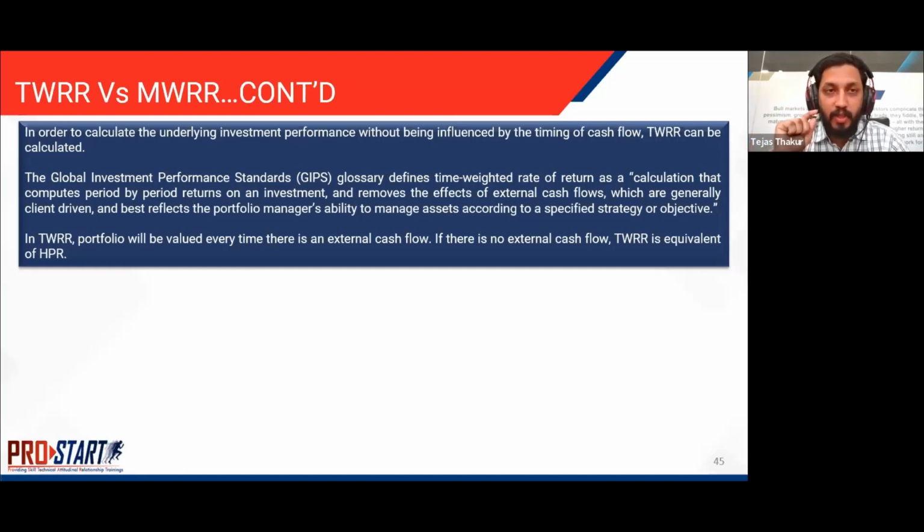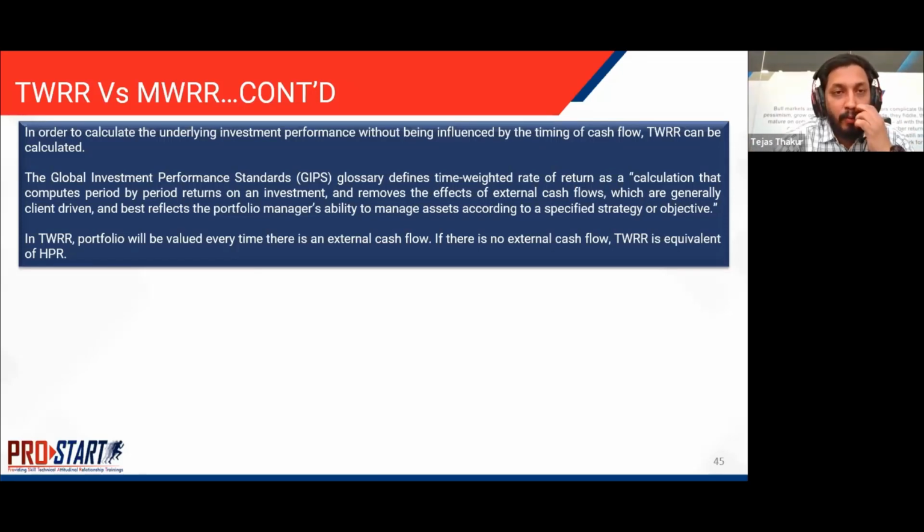And GIPS, which is the Global Investment Performance Standards as made by the CFA Institute, they define TWRR as a calculation that computes period by period returns on an investment and removes the effect of the external cash flows. So what we did was, we took the 10 rupee NAV, we took the first year returns, which is 50%, and hence made it 15. And then we took the second year returns, and that 15 became 7.5. We did not consider what is the actual amount that came in at 10 rupees NAV, and hence what is the unit and what will be the actual value of the investment.